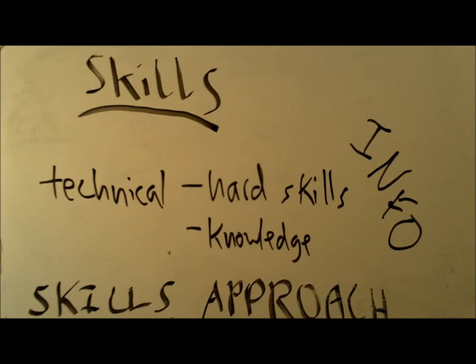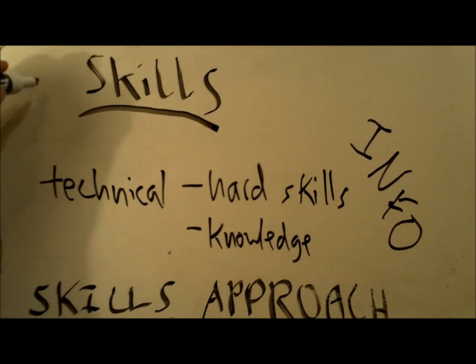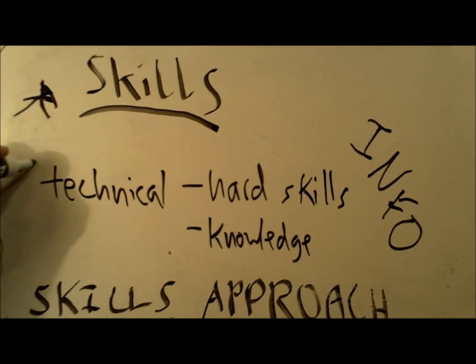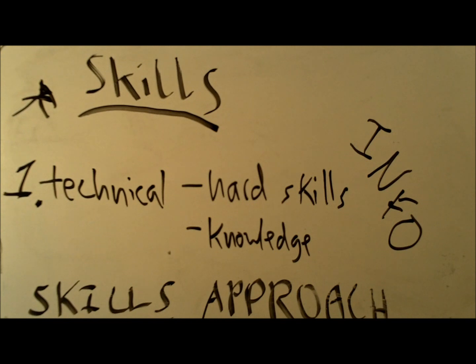So now I'm going to review the different types of skills. The first skill is the technical skills. These are hard skills or knowledge, how much info you have. This could be anything from having the know-how when it comes to setting up the high ropes or the low ropes, or just knowing how to do math problems.